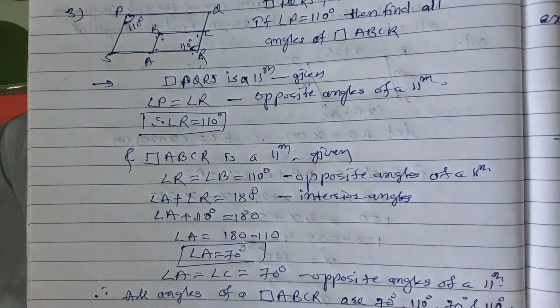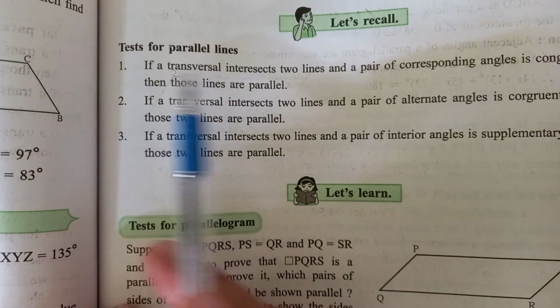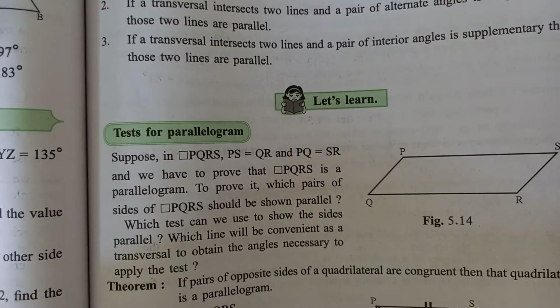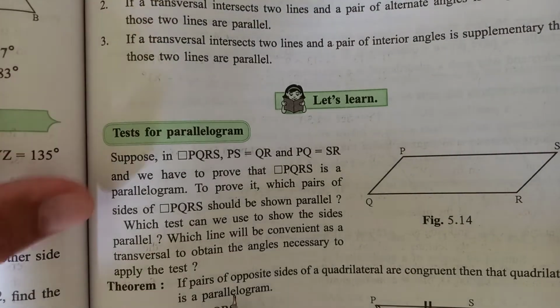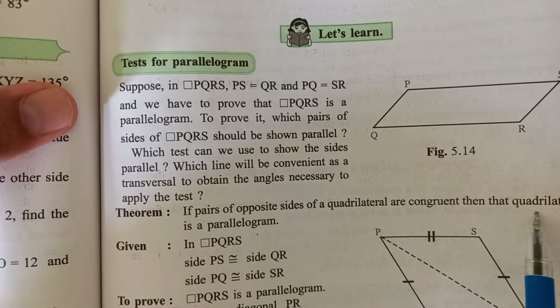So now we'll see another part, the tests of parallel lines. Okay, tests of parallel lines, what are they? So here is the given theorem: a pair of opposite sides of a quadrilateral are congruent.